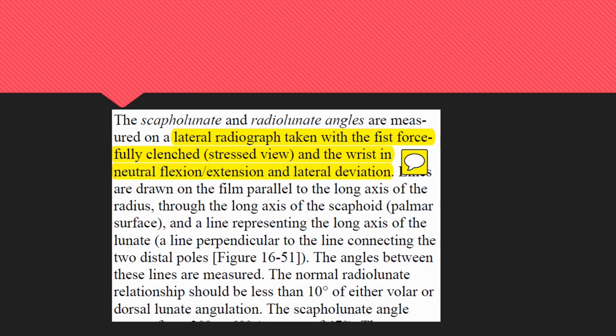Dorsal lunate angulation is known as lunate flexion. Volar lunate angulation is known as lunate extension. So the guides allow for a 20-degree range of normal values, but any value greater than 10 degrees, whether it be in lunate extension or lunate flexion, qualifies as dissociative carpal instability.